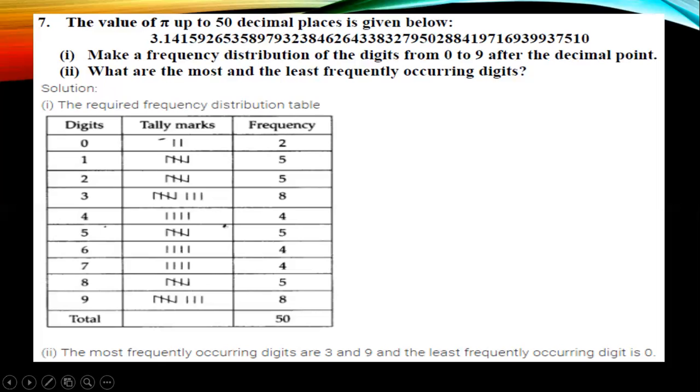Okay. So as you could see, as part of the solution, I have made a frequency distribution table using the process of tally marks.